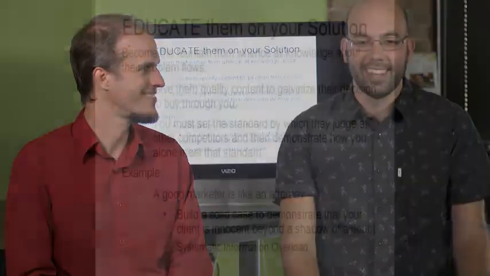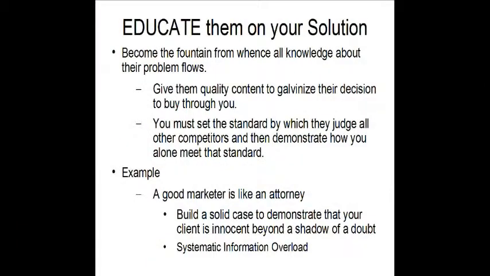But it's where you educate them on a solution because you've grabbed their attention. You've now said, hey, I have something that's relevant to you, and here's something that you really need to know. So become the fountain from whence all knowledge about their problem flows. In other words, you want to be seen as the expert. Another way of saying it, instead of E for educate, you could say E for establish your authority.